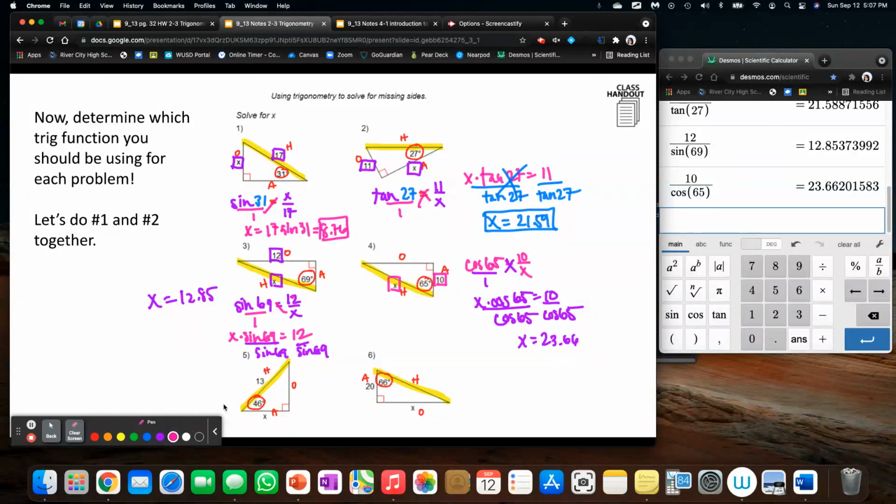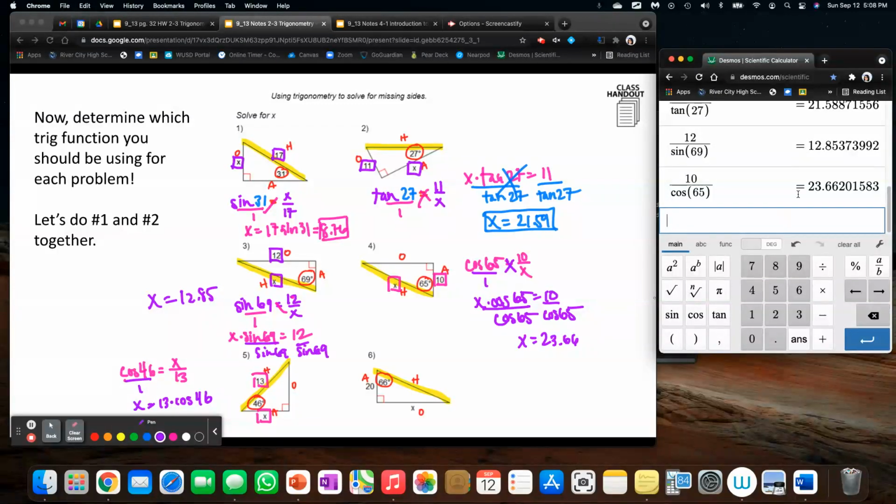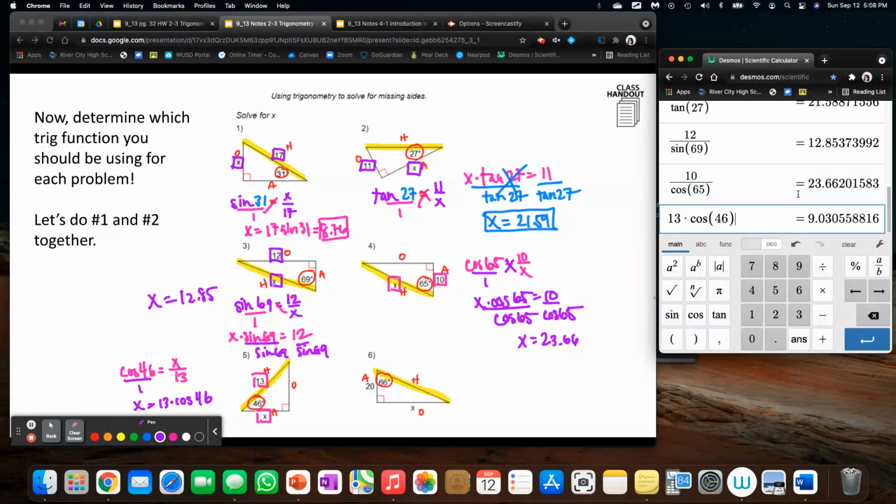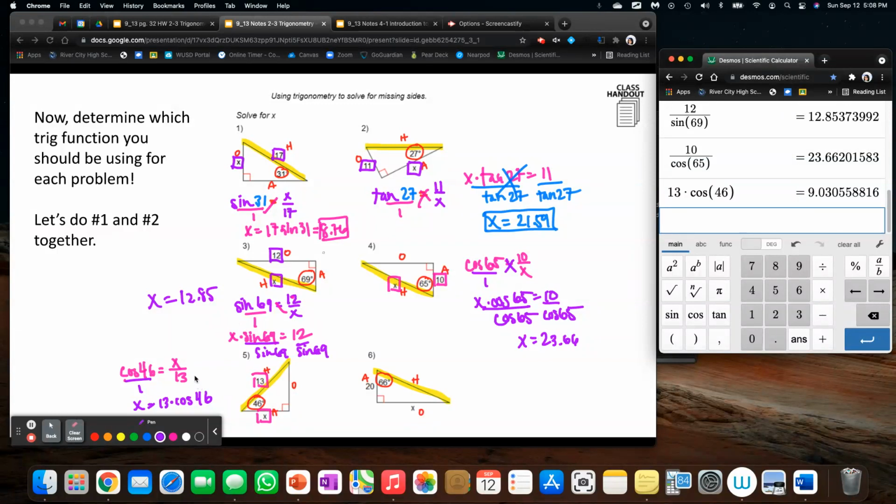All right, this one down here, solving for the adjacent, given the hypotenuse. AH, that's going to be cosine again, so cosine 46 is equal to the adjacent over the hypotenuse. X is on top, so after we multiply, that should be enough. So x times 1 is x, and then we have 13 times cosine 46. So that's what goes in our calculator. We get 9.03.